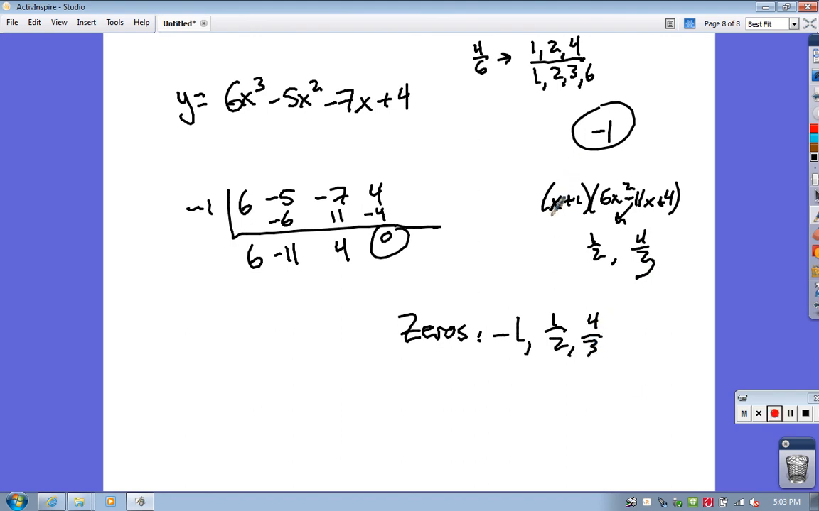And what that would mean, if I had to factor this, it factors to x plus 1, and the 1/2 would come from 2x minus 1, and 4/3 would come from 3x minus 4. But I was just looking for the zeros.